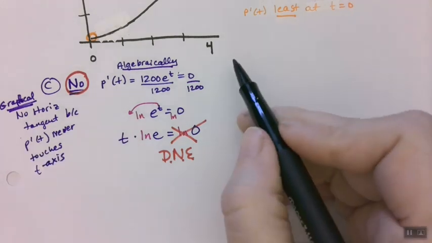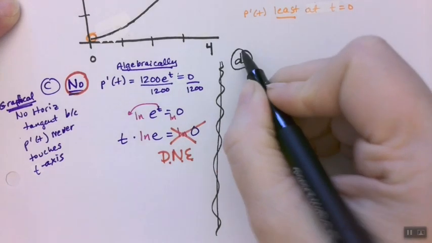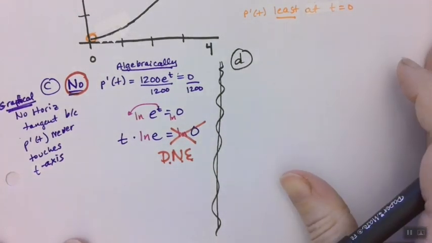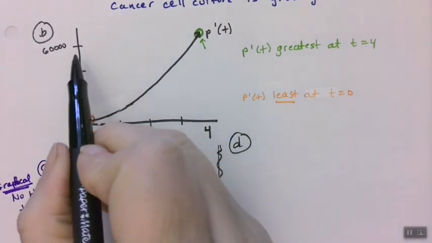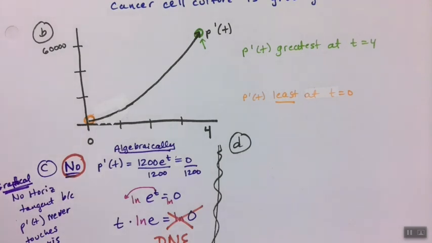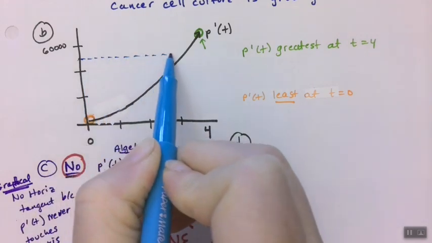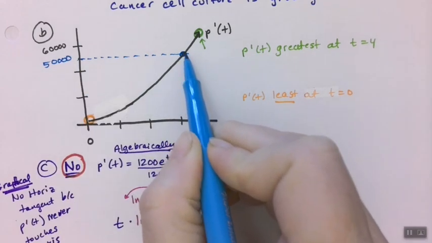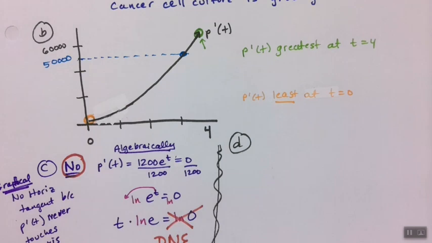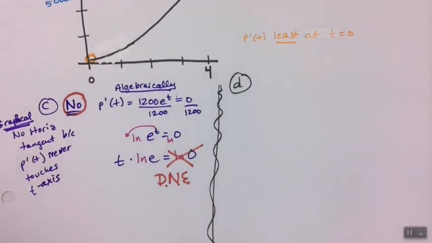All right, what about letter D, the one that I kind of threw in there? So let me add this one in over here. So D, when will it reach 50,000? Okay, so graphically we can see 50,000 comes through like that. That's 50,000. So it's going to happen after 3 and before 4, somewhere in there. So at least that's my guess. I can find it with decimals really quickly, and I will in a second. But let's do it algebraically, because I wouldn't want you to avoid your algebra.